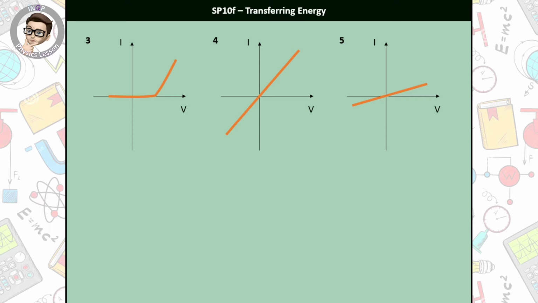Question 3, 4 and 5 are all on the screen now. Can you name the device, the component in the circuit that would give a VI graph for these three VI graphs?